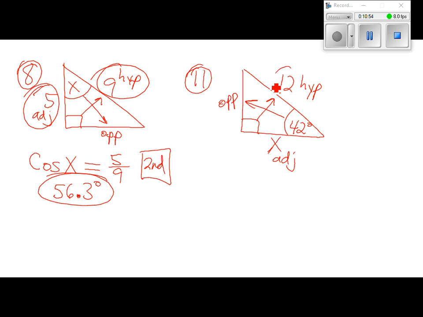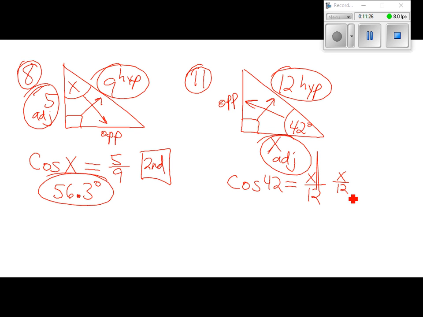Well, this time we care about the hypotenuse and the adjacent. In our SOHCAHTOA, hypotenuse and adjacent, that's the cosine again. Didn't mean it to be that way, but doesn't matter. So the cosine of our 42-degree angle equals adjacent over hypotenuse, so this time x over 12. That right there should say x over 12.